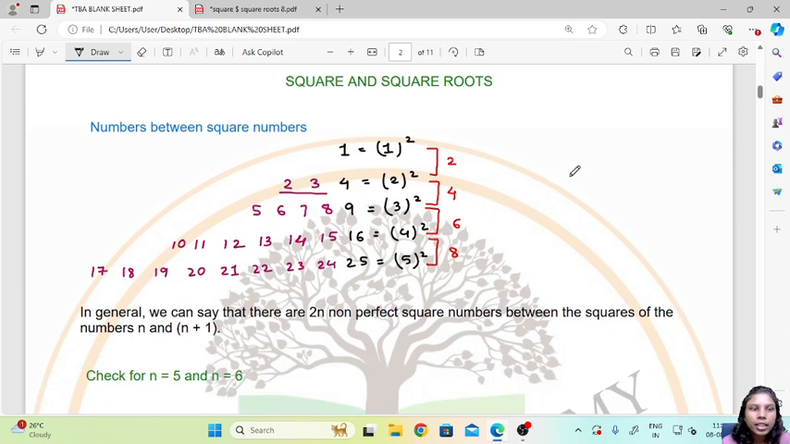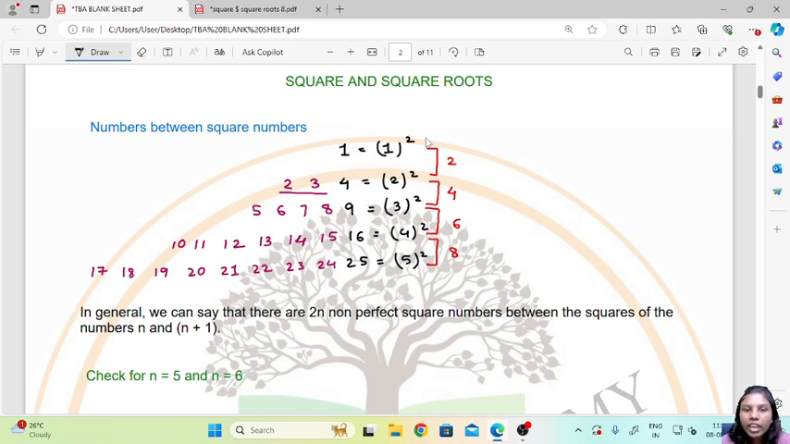So in today's class we will learn about the numbers between square numbers. We will try to get a pattern regarding this. Firstly we have 1, so 1 square. Second we have 2 square. Now 2 square gives us 4. The difference between 1 and 4 is that there are two numbers over there, that is 2 and 3, that are not perfect squares.